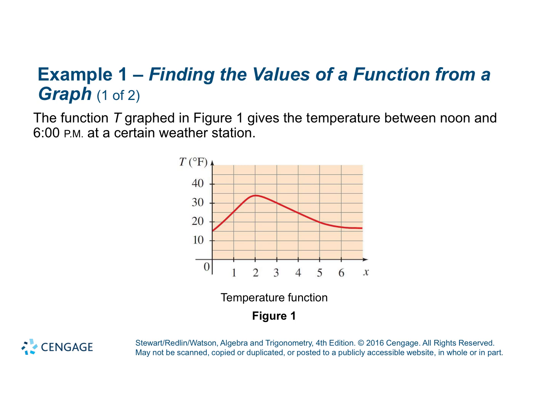So, in order to find values from a graph, again, a function graph would be a graph that doesn't overlap the x values. You're going to find the x point and then you're going to find the y point for that graph. So, what does this mean? The function T graph in figure 1 gives the temperatures between noon and 6 p.m. at certain weather stations. So this would be considered noon, just because it's telling us it's from noon to 6. So this would be 1 p.m., 2 p.m., 3 p.m., and so on.